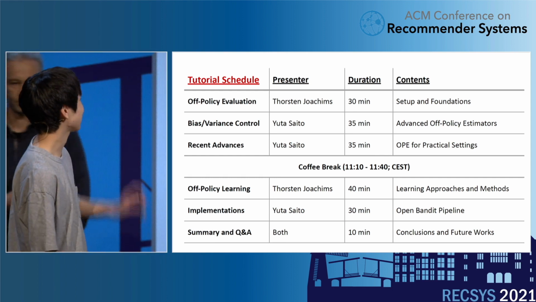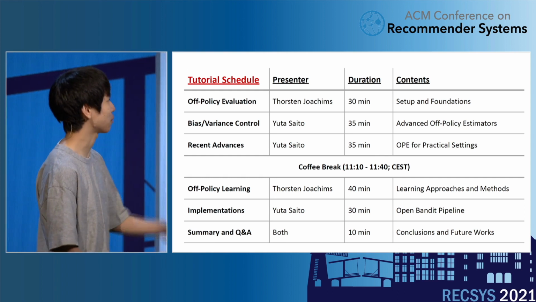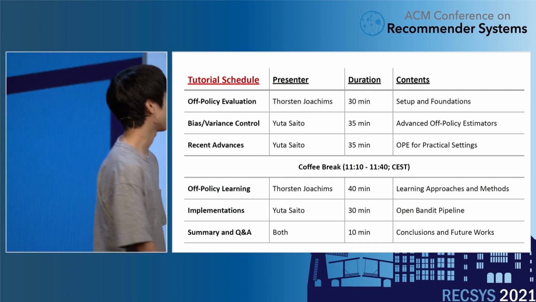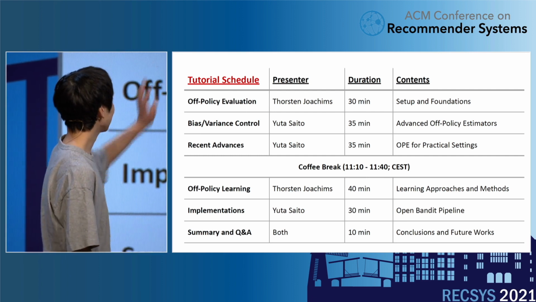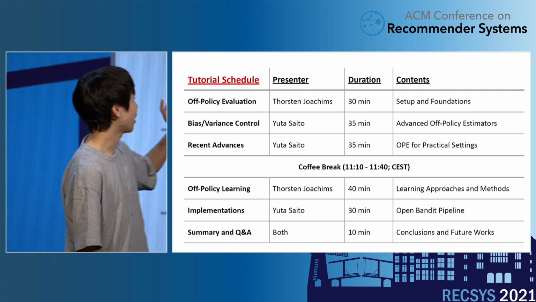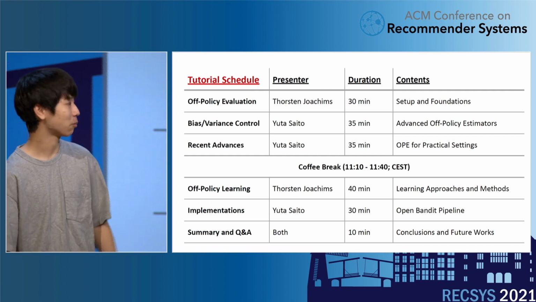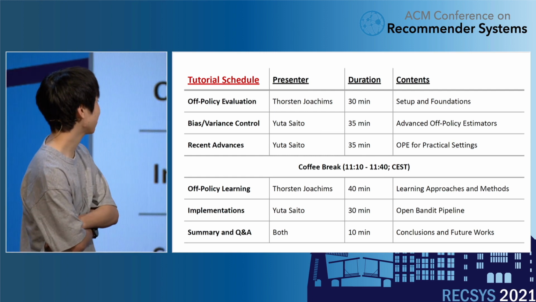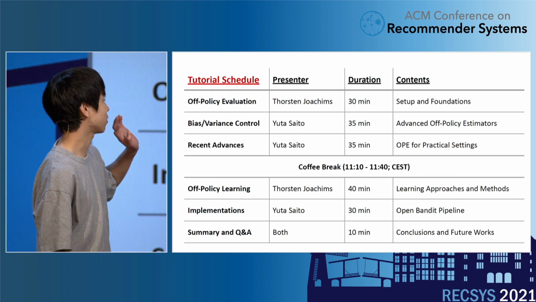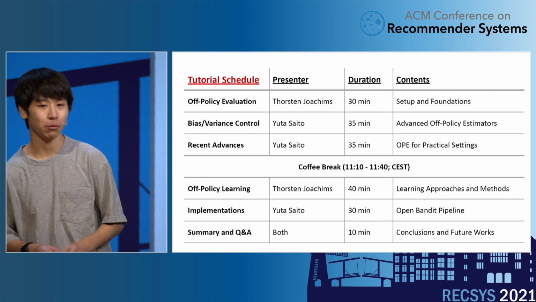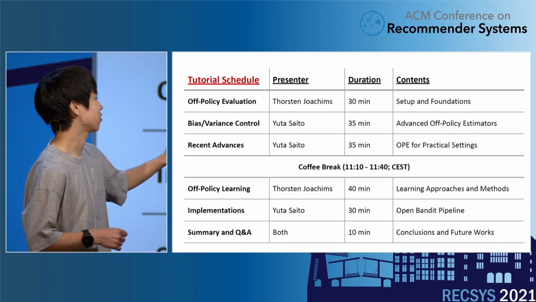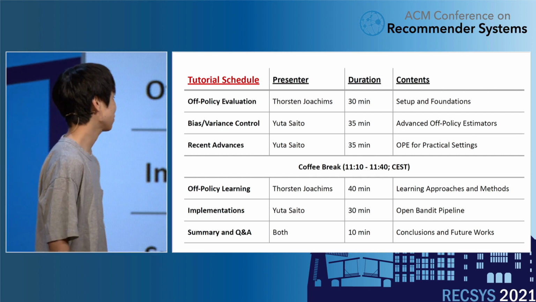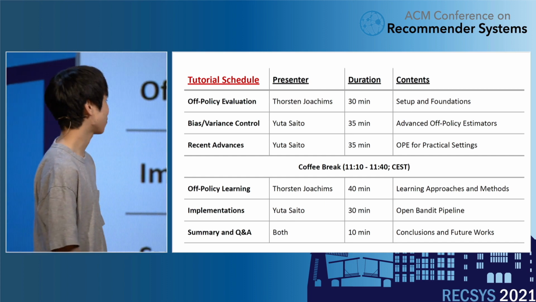Thorsten is going to start off. He's going to talk about the problem setup, the motivation, and the foundation of policy evaluation, or in general, offline evaluation in recommender systems. Then we're going to take over, and I am going to talk about recent advances in off-policy estimators. There are lots of exciting recent advances there. After that, I am going to talk about the issues and challenging problems when we apply off-policy evaluation to a more practical setting, possibly relevant to recommender systems or ranking systems. And then we're going to take maybe a 20 or 30 minute coffee break.